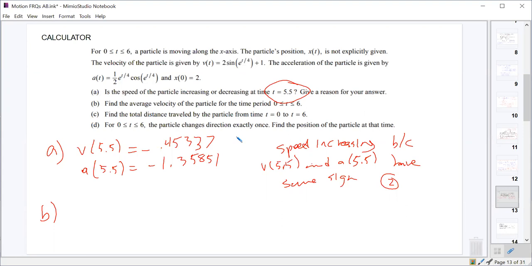Find the average velocity. How do we find the average of some function? The mean value theorem for integrals. So this should be 1 over b minus a times the integral from a to b of your velocity function. And that came out to be 1.949. The average value of something, like velocity, is just the mean value theorem for integrals on that function. That was worth 2 points, 1 for the integral and 1 for the final answer. Everybody good there?